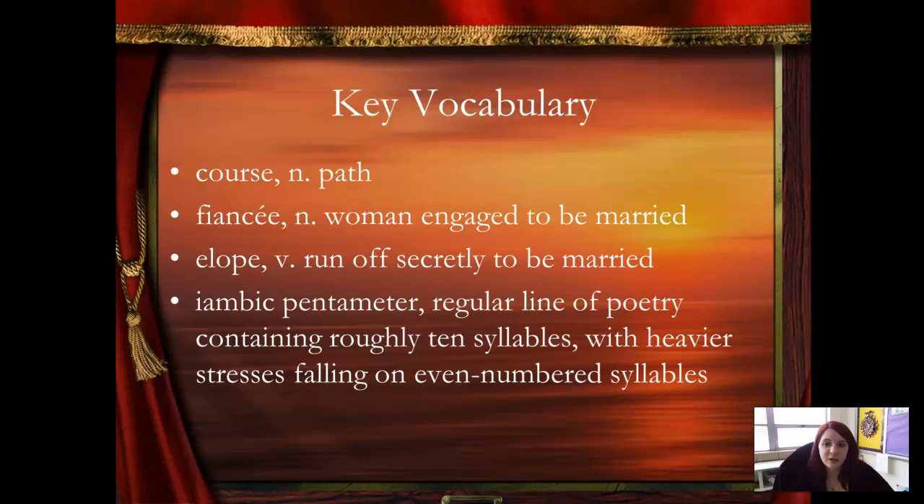Some key vocabulary. Course is a path. A fiancé is a woman engaged to be married. Elope is run off secretly to be married. Iambic pentameter is a regular line of poetry containing roughly 10 syllables with heavier stresses falling on even-numbered syllables.